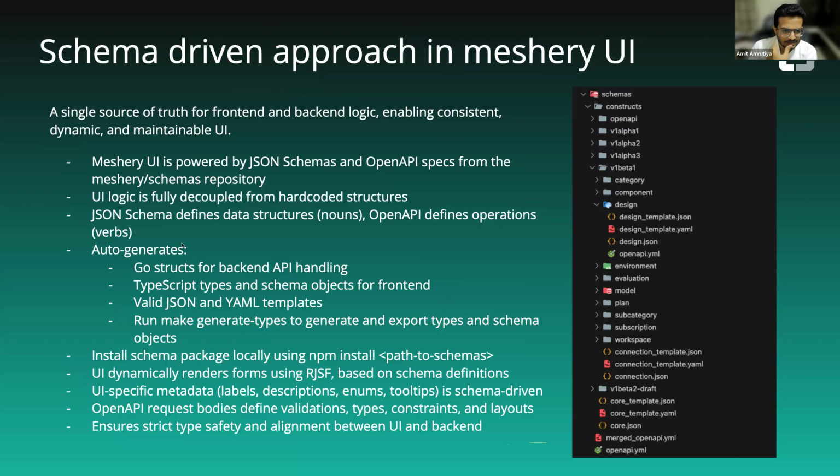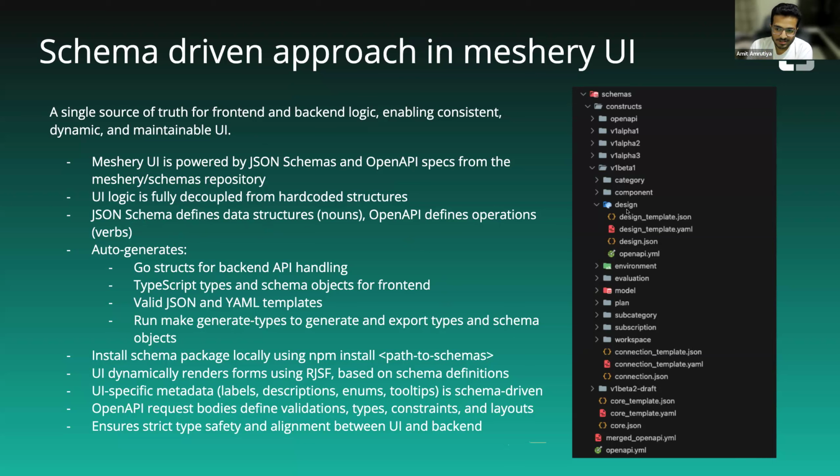So there are some standard rules. In the JSON schema, we define name as a noun, and in the OpenAPI file, we define verbs. The main goal was to not hard code and to decouple our logic into separate places.